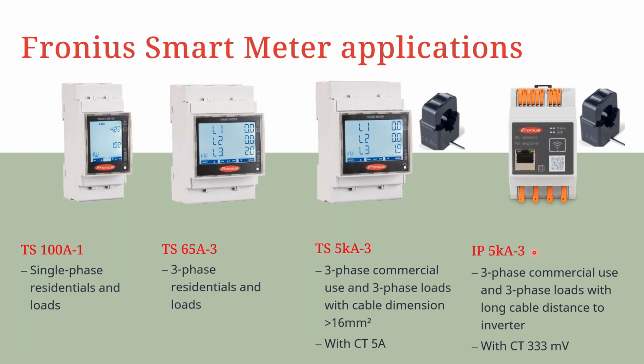We also have the use of the smart meter IP 5 kilo amp in commercial and industrial applications, for example. This is also very nice when you have loads with very long distances from the inverter to the measuring point or to the distribution board. And therefore, you can achieve communication, like we mentioned, via Wi-Fi and LAN instead of just Modbus RTU. For this smart meter, also a CT is required, and the secondary current here will be about 333 millivolts.